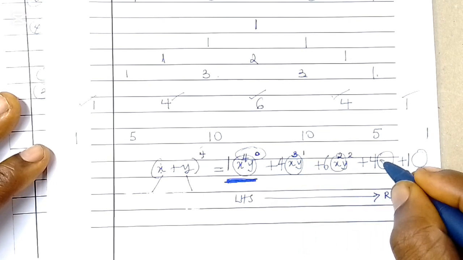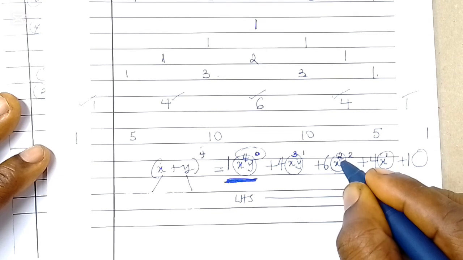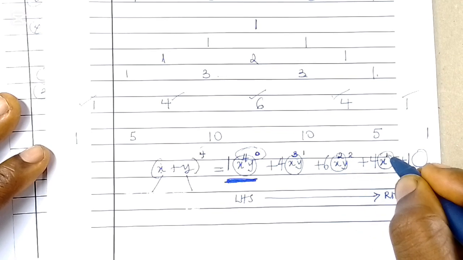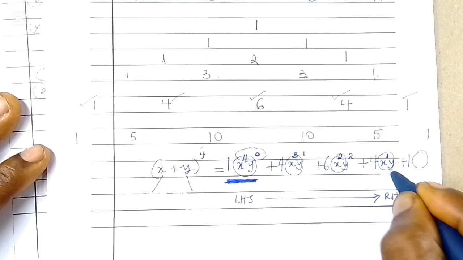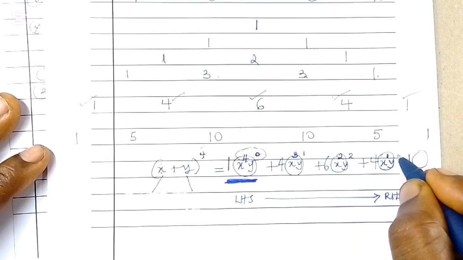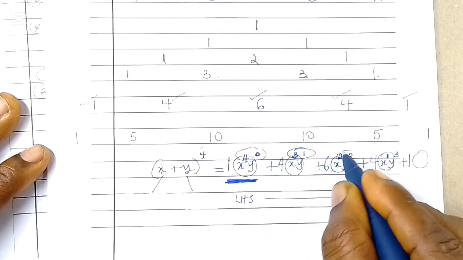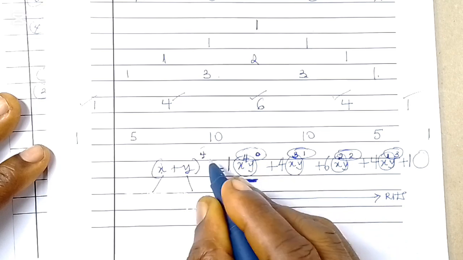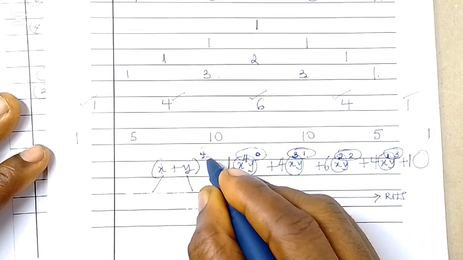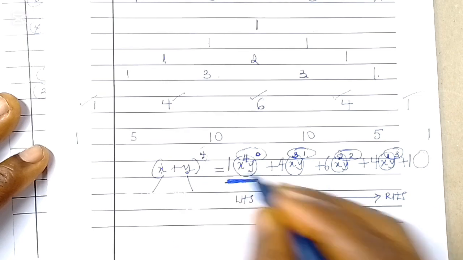And if you move a step further again, this will be x raised to the power 1 because it will drop by 1 again from 2, and y at this point would increase from 2 to 3. Take note, at each point, the total power here amounts to 4. 4 plus 0 is 4. 3 plus 1 is 4. 2 plus 2 is 4. 1 plus 3 is 4.